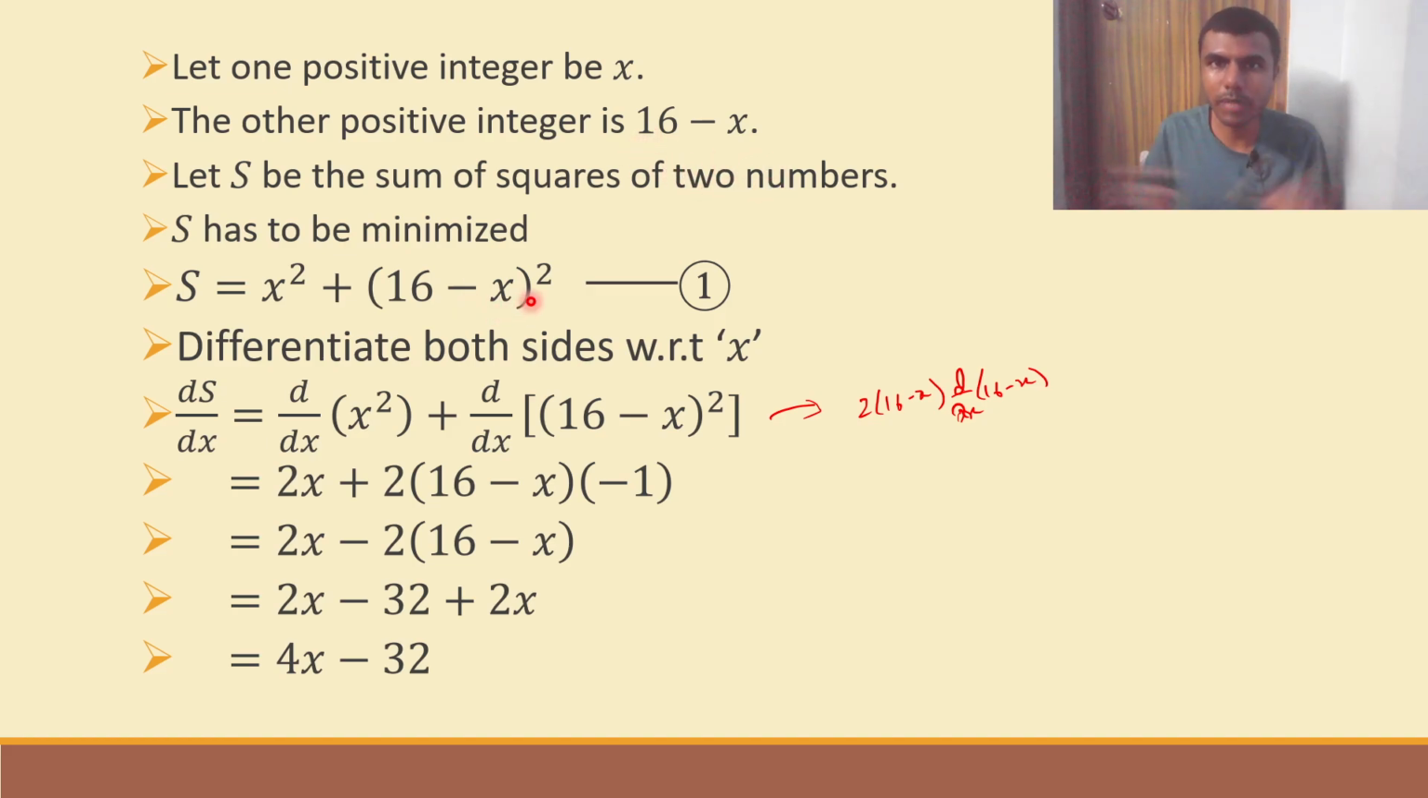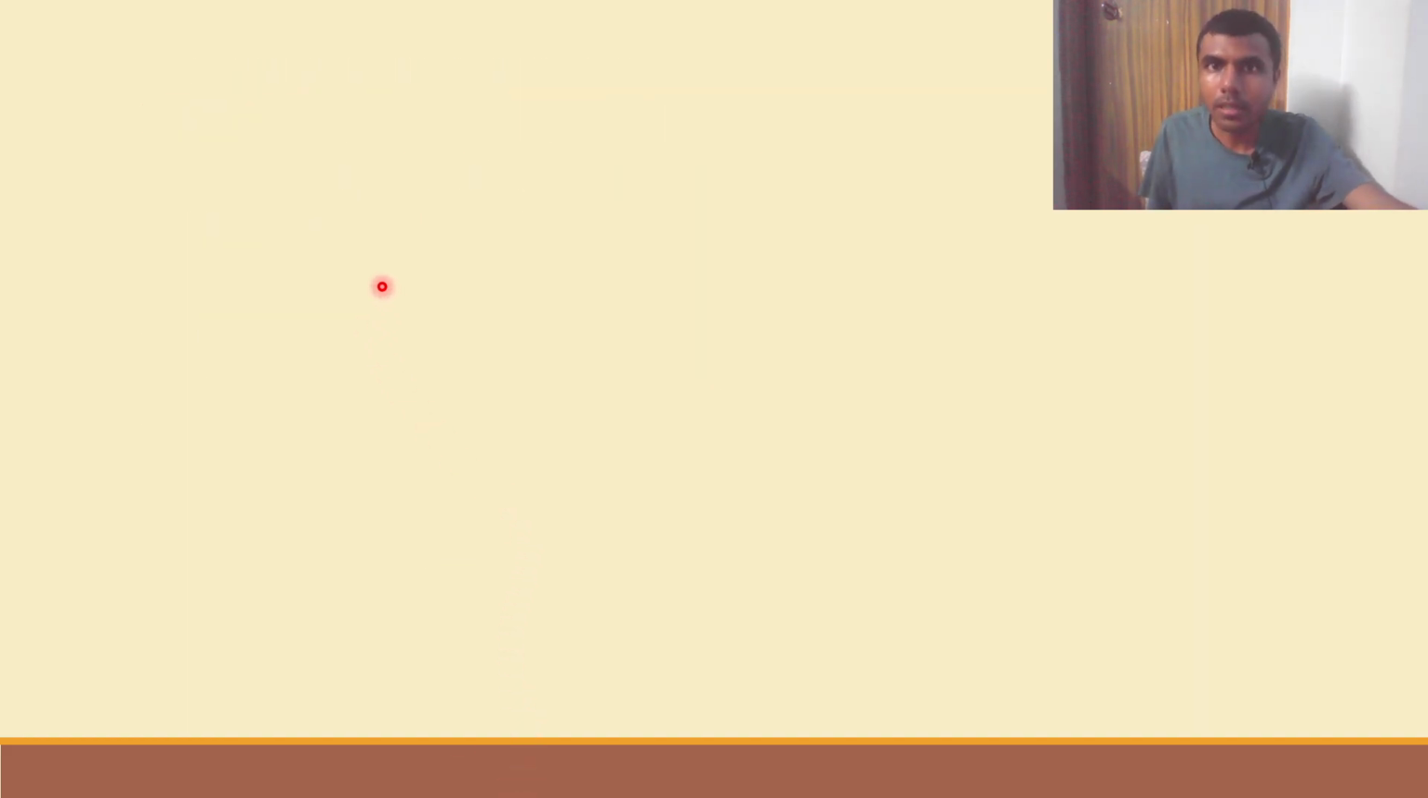They are asking us to minimize the sum of squares, that means x squared plus (16 minus x) whole squared, which I took as s, that I need to minimize. To find a minimum or maximum, first we have to find ds by dx. I found it. Then we also need the double derivative, d squared s by dx squared, to check whether it will be maximum or minimum.